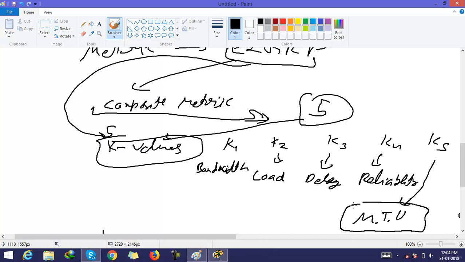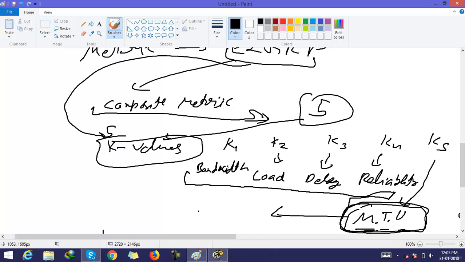MTU is the maximum transmission unit. It is a value that defines the maximum unit a router or an interface of a router can send over the network. This is MTU. So in EIGRP, the metric is a combination of these 5 things, that is bandwidth, load, delay, reliability and MTU. It shows as K1 as bandwidth, K2 as load, K3 as delay, K4 as reliability and K5 as MTU.